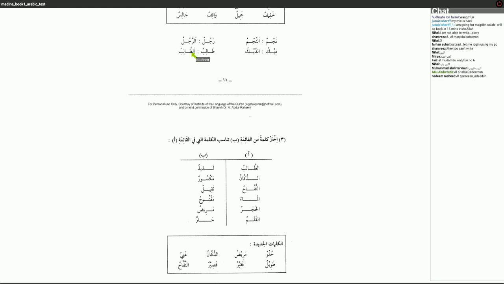Where is your tongue, Hadeefa? Which part of your mouth? Upper and near the front. Al. Near your teeth. Al.